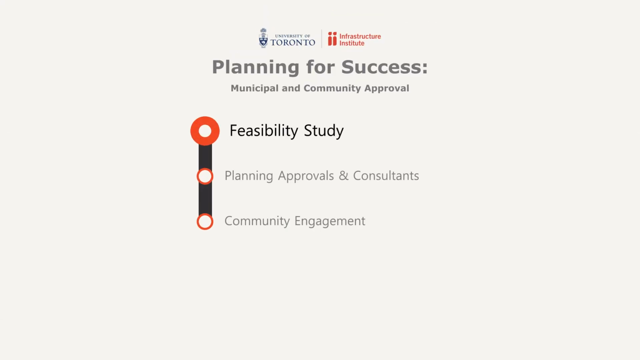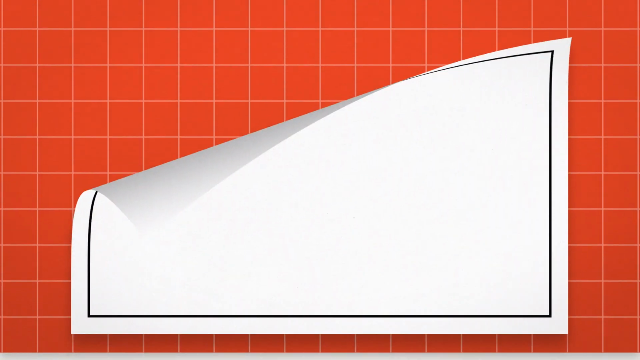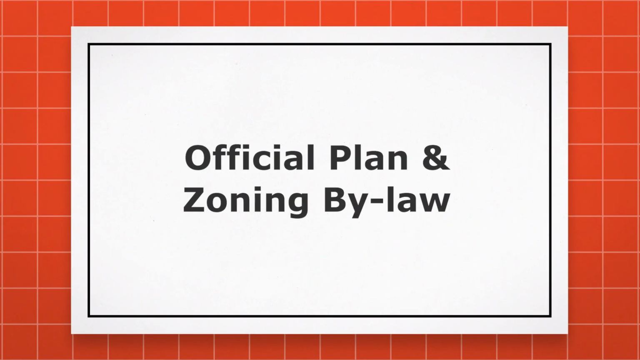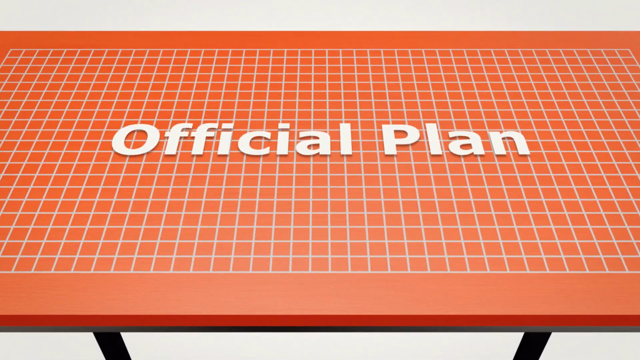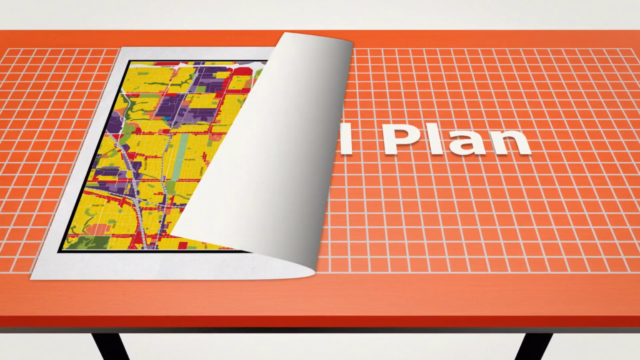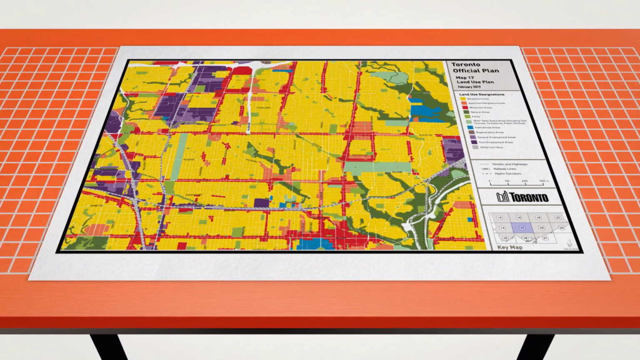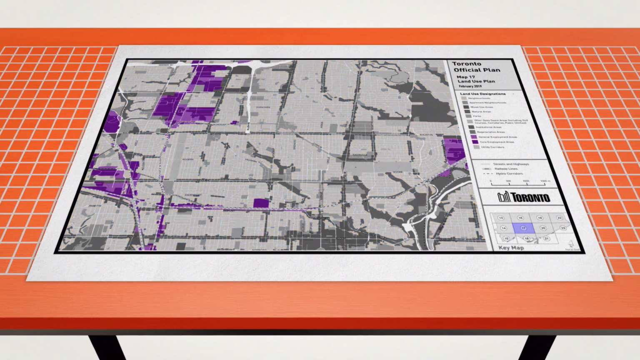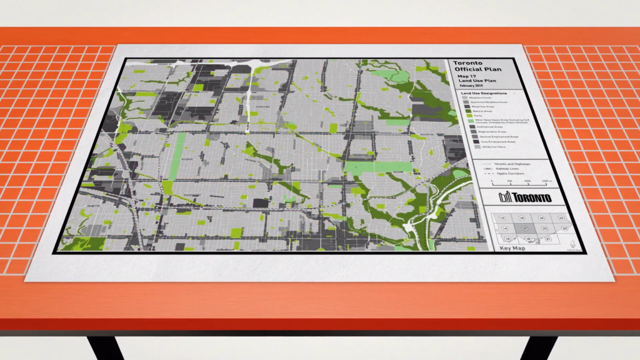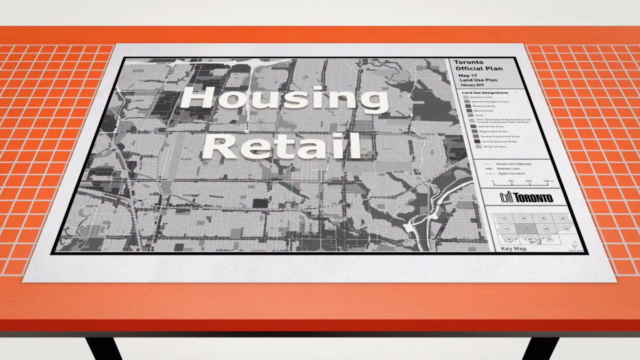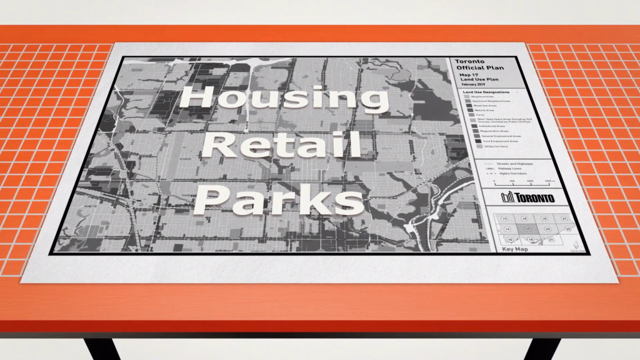With so many rules in place, the first step of any development project is to find out what is legally buildable on a site through a planning feasibility study. The two preliminary documents for understanding a site are the official plan and zoning bylaw. The official plan provides a general overview of the plan for the area and divides the city into land use designations such as neighborhoods, employment areas, and green spaces, where various uses like housing, retail, or parks are considered appropriate.